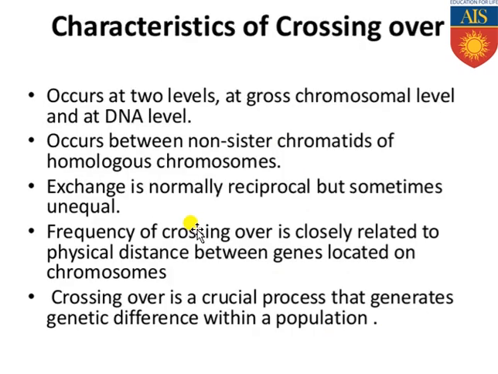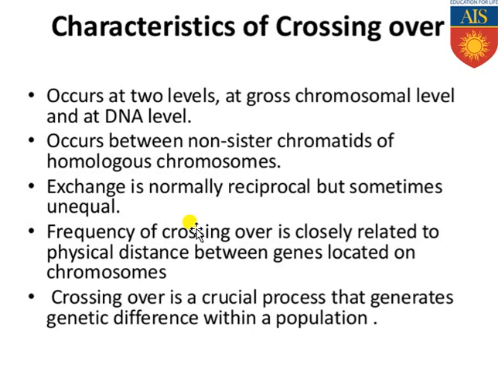Let's see the characteristic features of crossing over. It occurs at two levels: at the gross chromosomal level as well as at the DNA level. It occurs between two non-sister chromatids of the homologous chromosomes, always between non-sister chromatids, because they look structurally similar, but there may be allelic differences present. For that reason the exchange always happens between non-sister chromatids of homologous chromosomes.